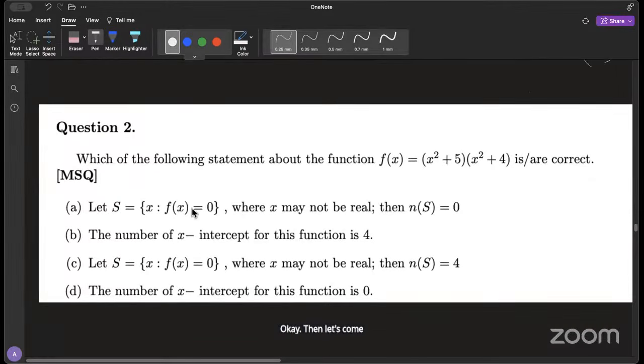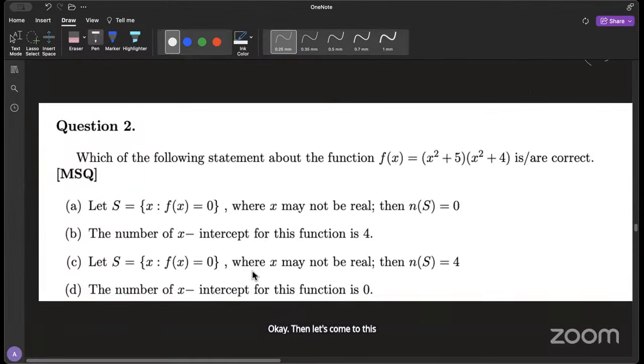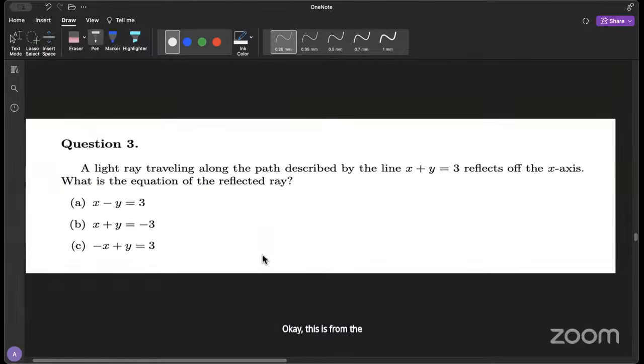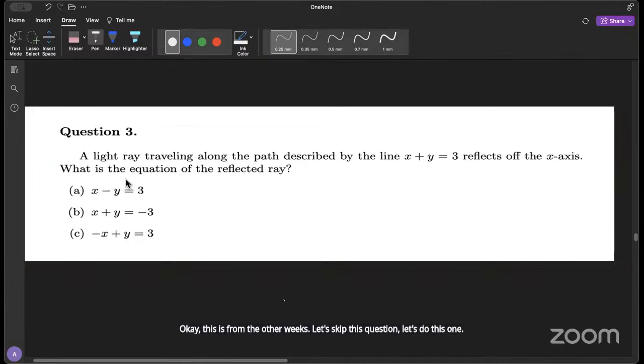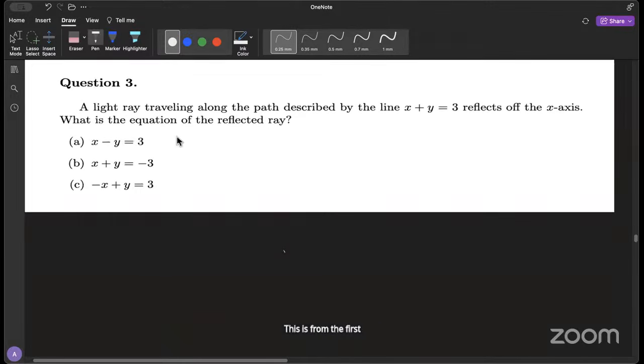Then let's come to this. This is from the other weeks, so let's skip this question and do this one. This is from the first 2 weeks. Let's say you have been given a light ray traveling along the path described by this line. And this line looks like this. I can instantly see that it passes through 3, 0 and 0, 3.